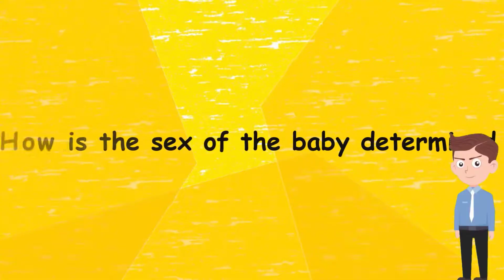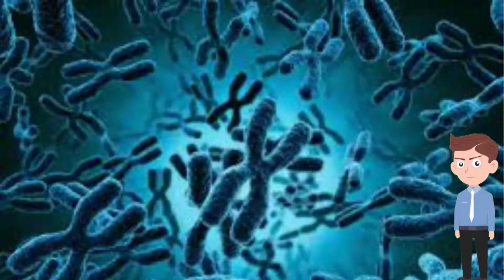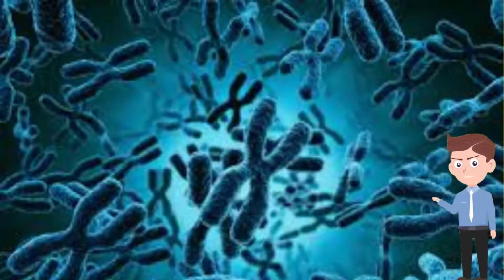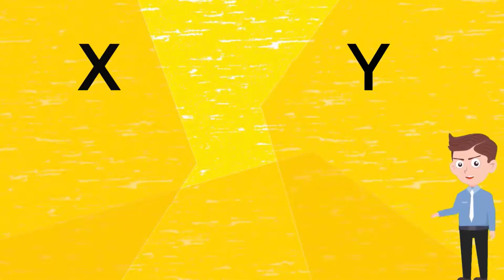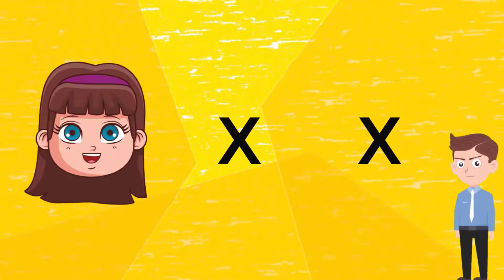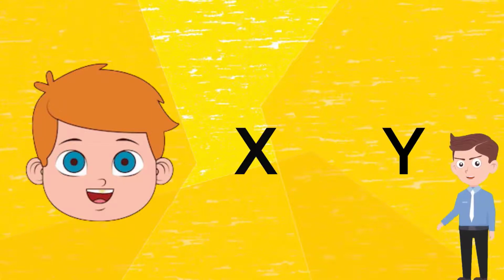How is the sex of a baby determined? It means how it is determined that a baby is a boy or a girl. As we all know, in human beings there are 23 pairs of chromosomes. Out of these 23, there is 1 pair of chromosomes which are called sex chromosomes. They are named X and Y. A female has 2 X chromosomes, whereas a male has 1 X chromosome and a Y chromosome.